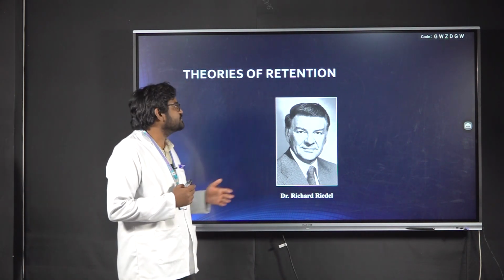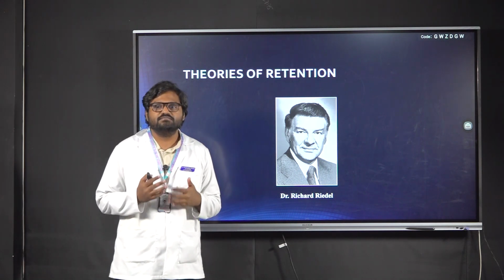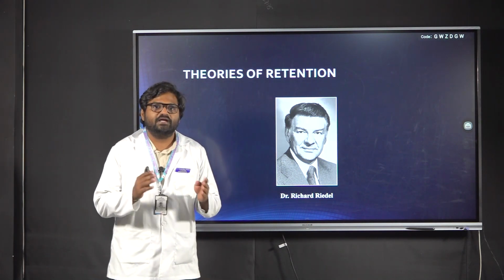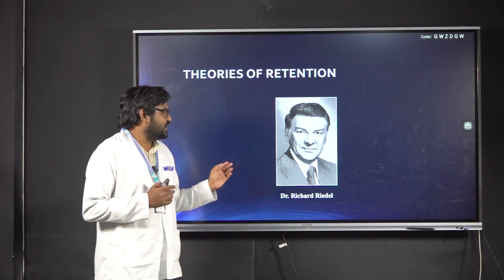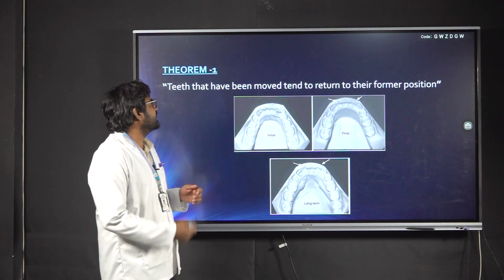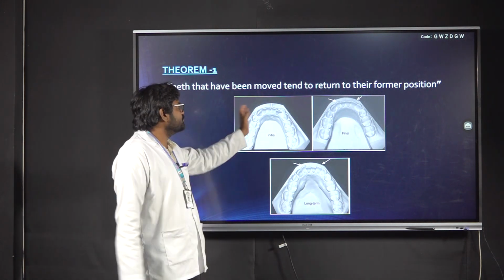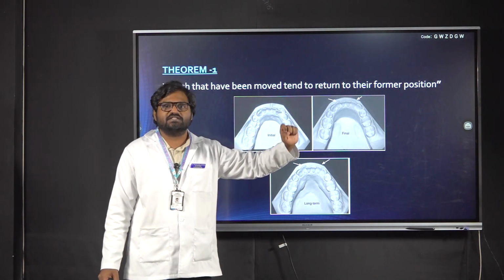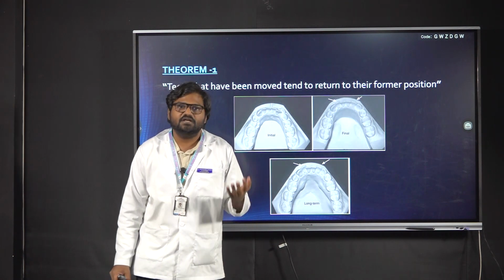Now, what are the theorems of retention? There are basically 10 theorems of retention, 9 plus 1. The first 9 were given by Riddle, and the last, 10th theorem was given by Moyers. So the first theorem is that teeth that have been moved usually return to their former position, because of periodontal ligament traction and many other things.